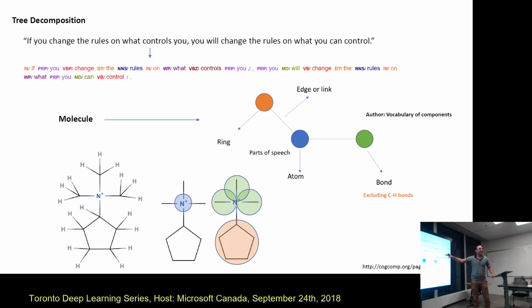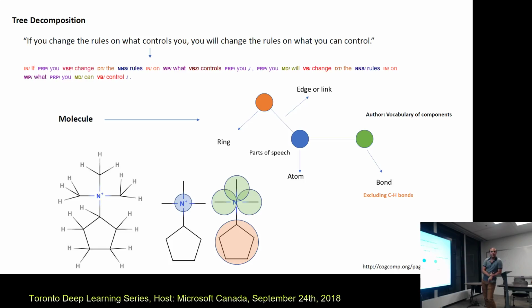All right, so let's take a look at tree decomposition. This tree decomposition idea comes from NLP. In NLP, we have something referred to as parts of speech tagging, and here the authors propose that we use a similar technique to chop a molecule into little pieces. Think of a molecule as a sentence, and we're chopping it into little pieces and categorizing different parts of it. They don't refer to this as parts of speech. They refer to it as a vocabulary of components, and they introduce 4 types of categories.